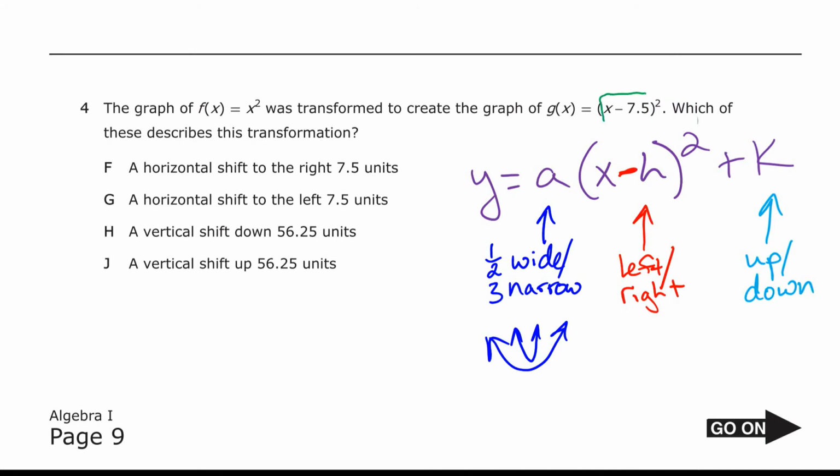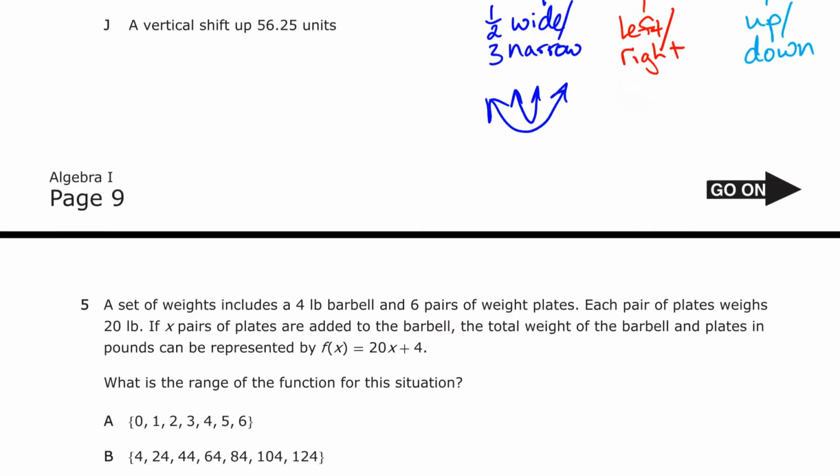There's only something in the parentheses with the x, so that means it goes to the left or the right, just like the x-axis does. Since it's negative, we would normally think that's going to the left, but since it's opposite, it's going to the right. So this one is shifted to the right. F is the answer. All right, next question.